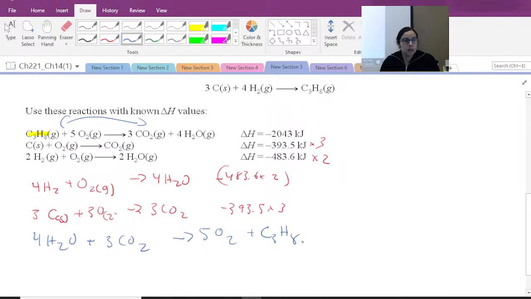All right, I think I forgot to double something. Yeah, I forgot to double this O2, but y'all are on the ball. So you said 5 oxygens, so that was product, that's good. You said the waters cancel, that's correct. The CO2s cancel. So that looks good. And that leaves us with what we want. So we said 4H2, 3 carbons, everything else is gone to leave us with our propane.